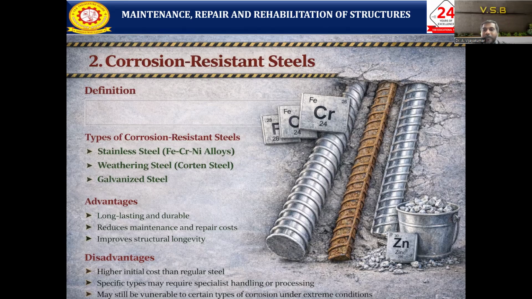When using this type of corrosion resistant steel, the initial cost will be higher compared to normal steel. Specific types may require specialized handling or processing. Each and every structure needs specific types, so this automatically increases the cost also. It may still be vulnerable to certain types of corrosion in extreme conditions.